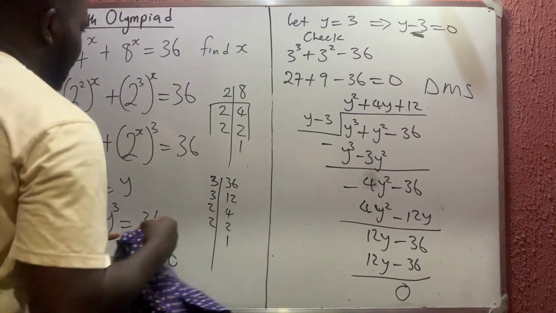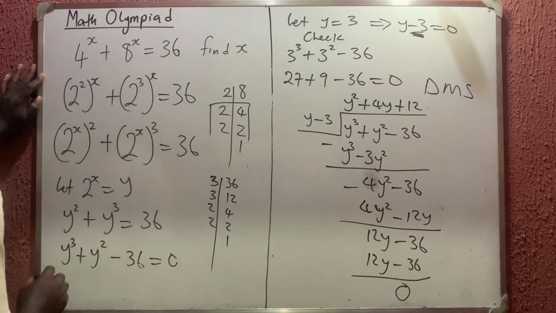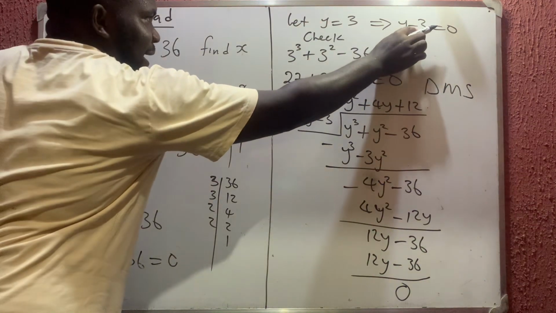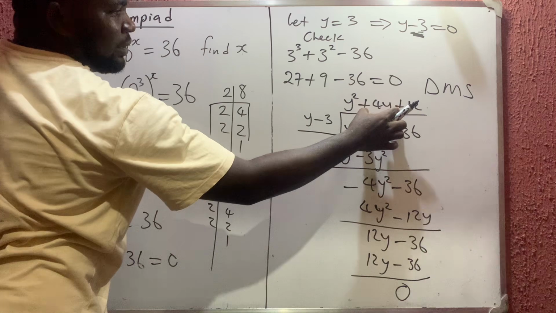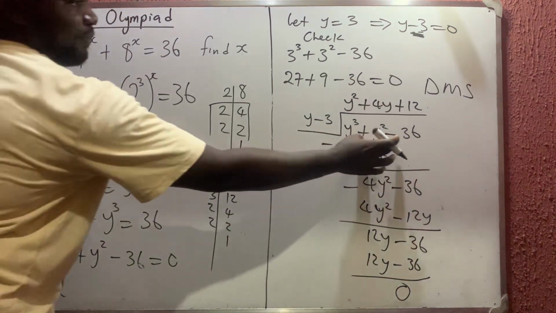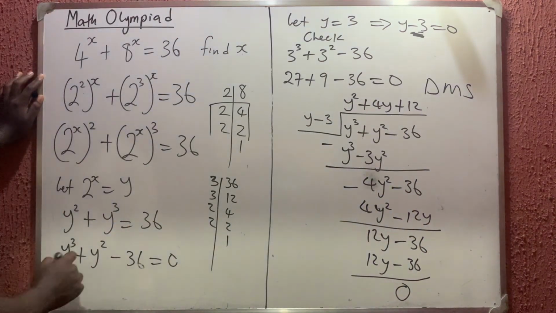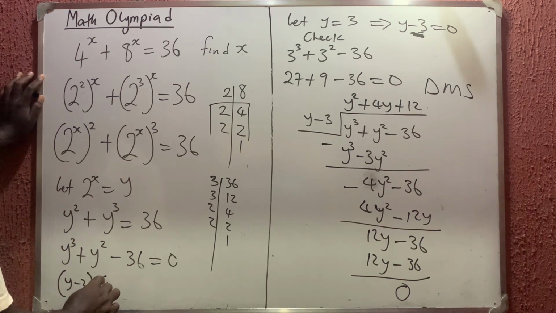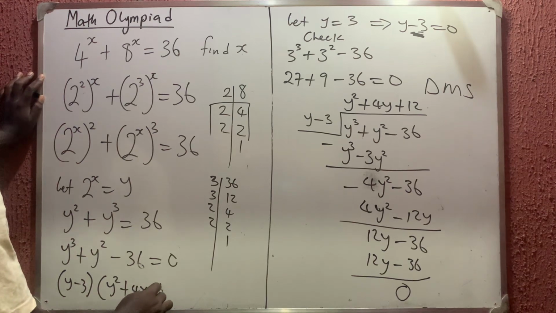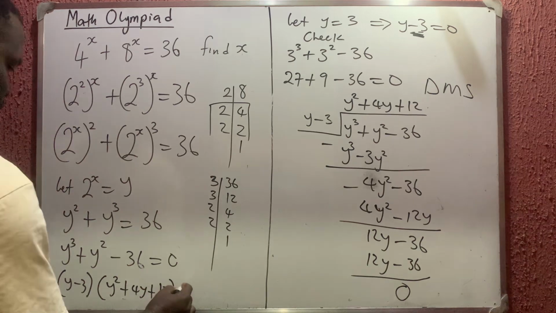So our answer becomes, therefore, this equation. If you multiply these two factors, you will get back this first expression. The multiplication of these will give you back this one. So this expression means y minus 3 times y squared plus 4y plus 12, is equal to 0. Okay, you see that now?